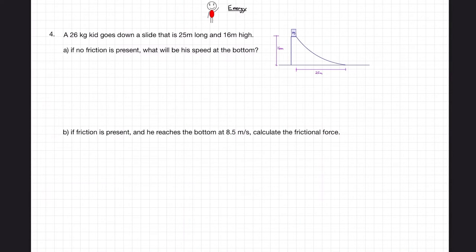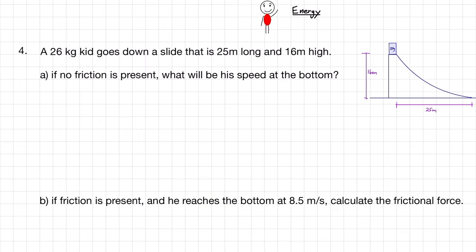So this next example is going to involve energy and force and work. So this one we're going to be sliding down a slide, assuming that there's no friction, and find our speed at the bottom. And then assuming there is friction, knowing the speed we reach at the bottom, what is the force of the friction? So let's start off here with part A. If no friction is present, what will be his speed at the bottom?